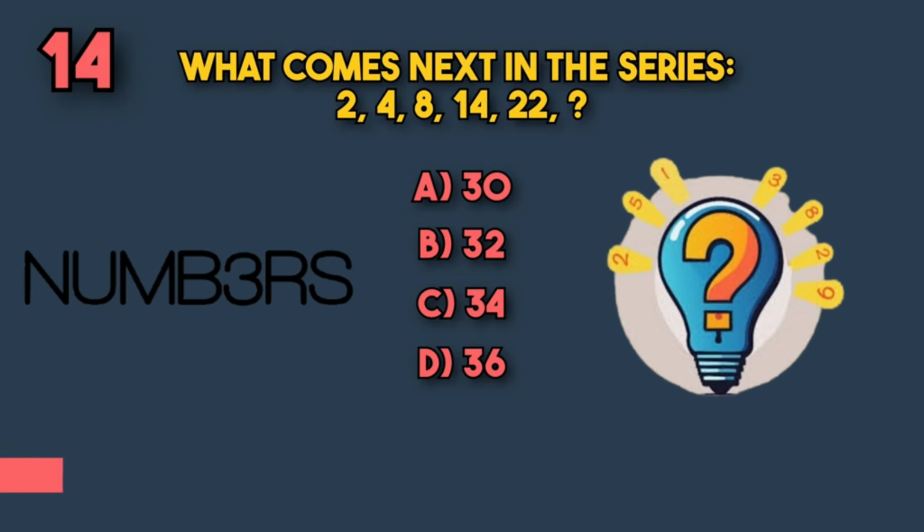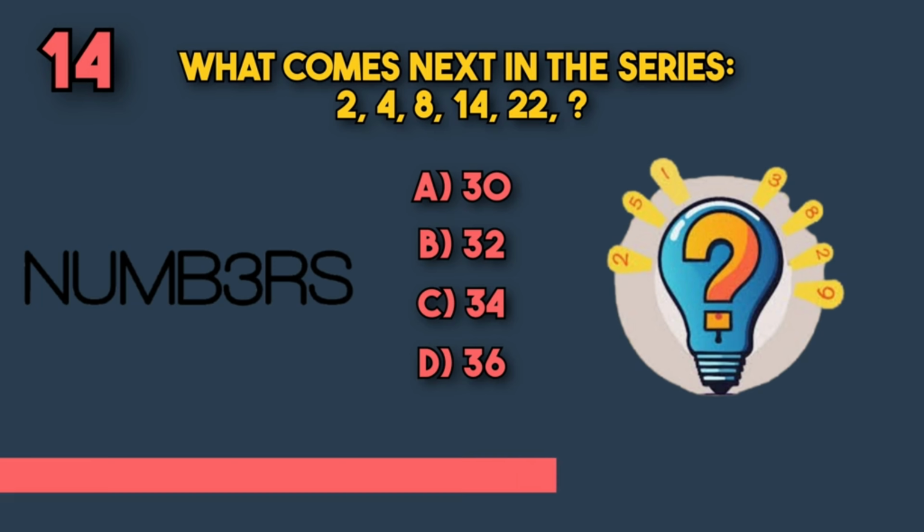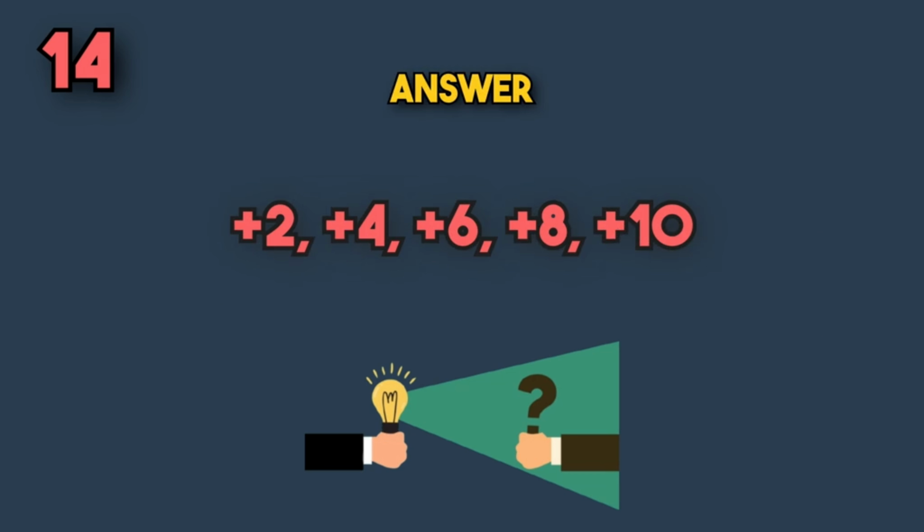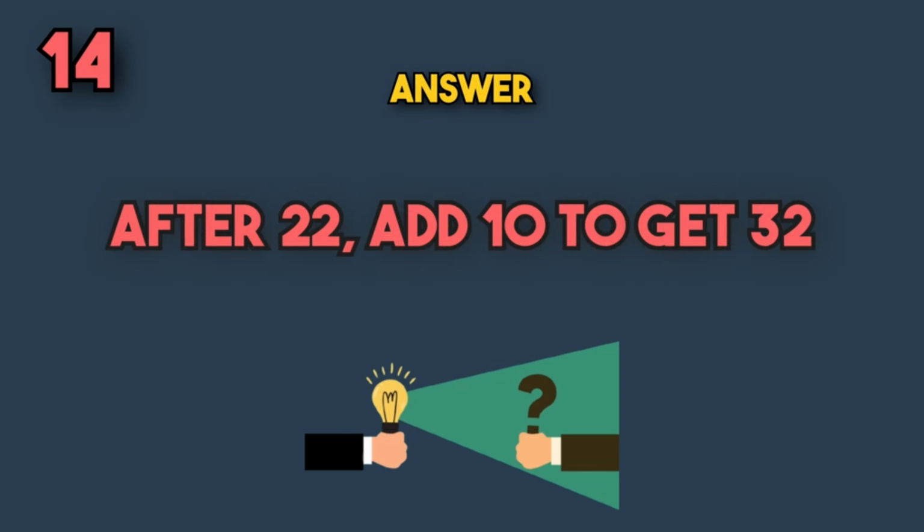What comes next in the series? 2, 4, 8, 14, 22. The answer is B, 32. The differences are plus 2, plus 4, plus 6, plus 8, plus 10. After 22, add 10 to get 32.